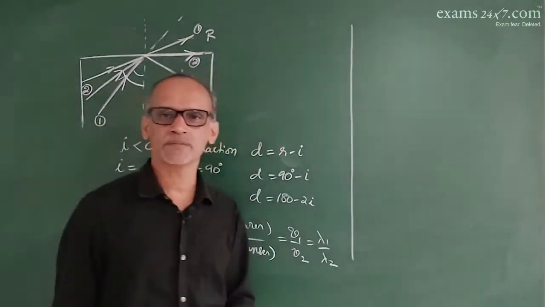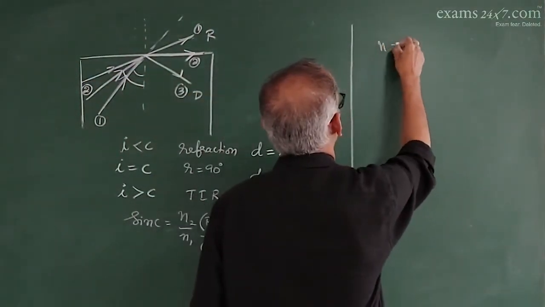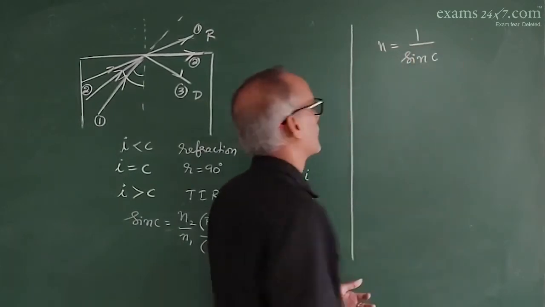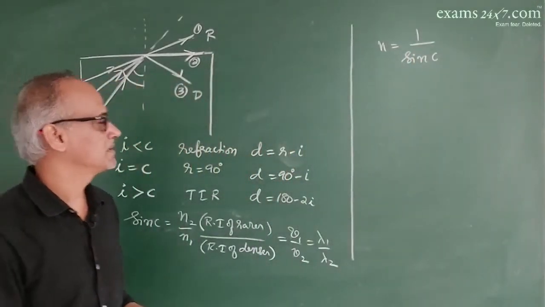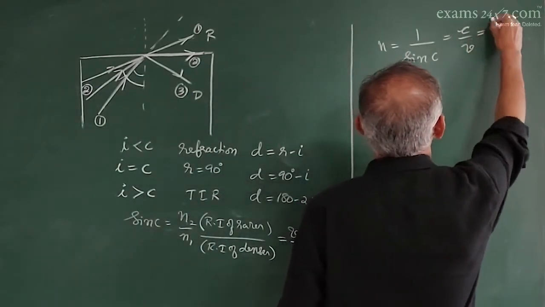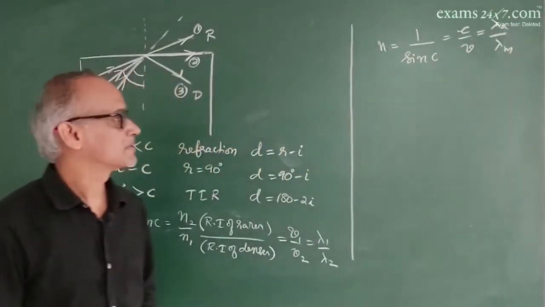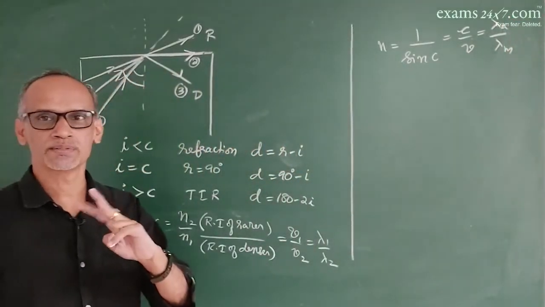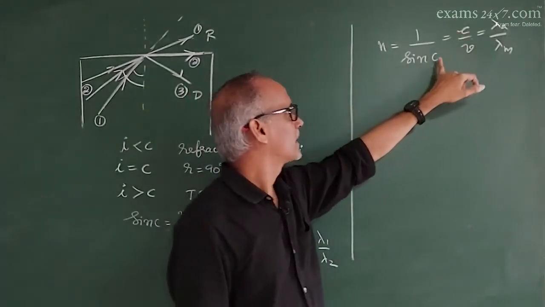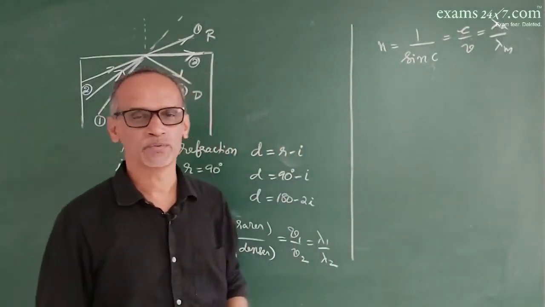But if one of the media is air or vacuum, then the absolute refractive index is given by n is equal to 1 by sin C. That is also equal to c by v. That is also equal to lambda A by lambda M. So you get to see two C's here. One is capital C, the other is small letter c. Capital C is the critical angle. Small letter c is the speed of light in vacuum.